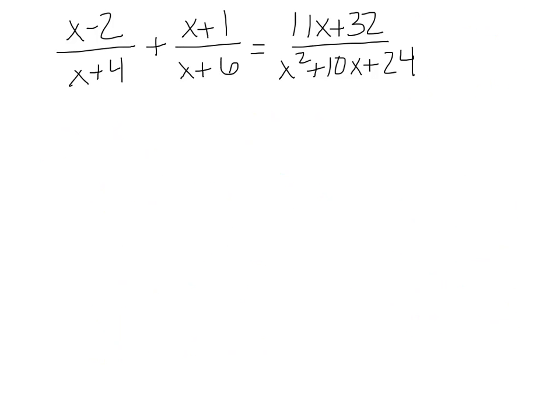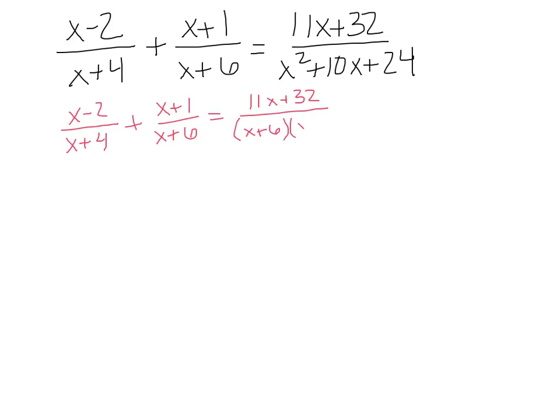Doesn't this one look like amazing amounts of fun? I know I'm excited. I hope you are too. Let's factor. x minus 2 over x plus 4, plus x plus 1 over x plus 6 equals 11x plus 32 over something that multiplies to be 24 and adds to be 10: x plus 6 and x plus 4. How convenient for us, right? So that means our domain restriction, based on all those factors, is that x is not going to equal negative 6, nor can x equal negative 4. That would give us those erroneous answers.